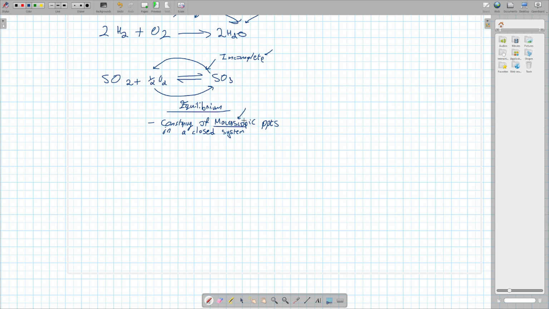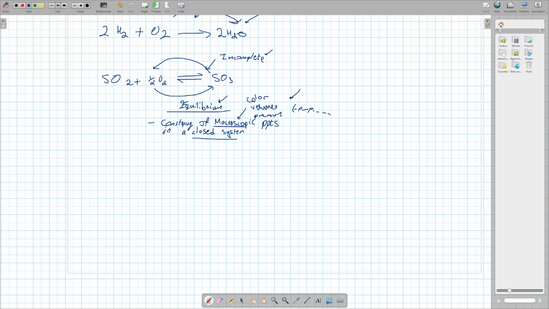Macroscopic are features that you can see. What are some macroscopic properties we can see? For example, color. For example, volume. Also, you could say pressure, temperature, and so on. So when you start to see that these stop changing, that's when you know you reach equilibrium.